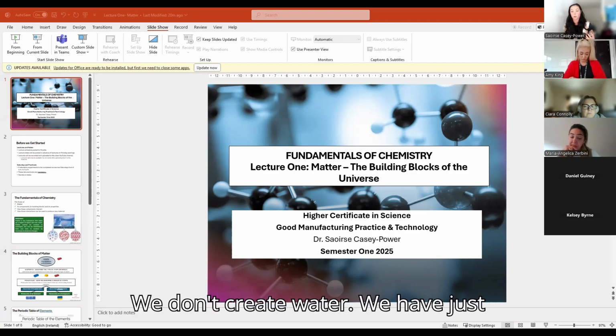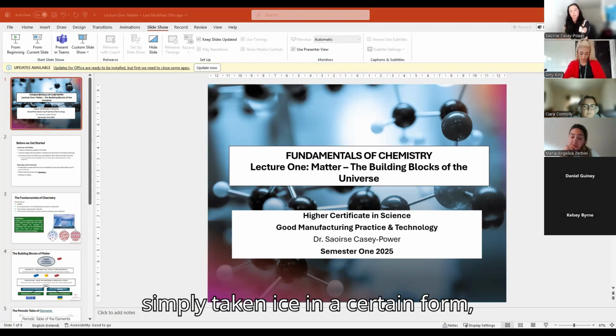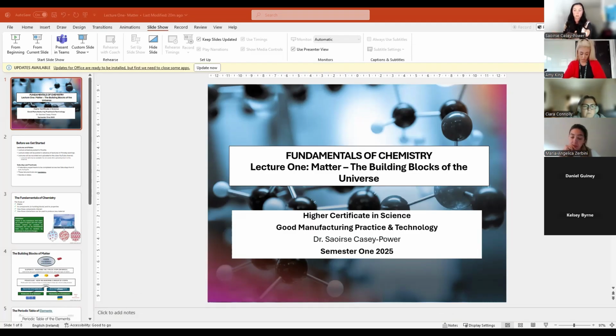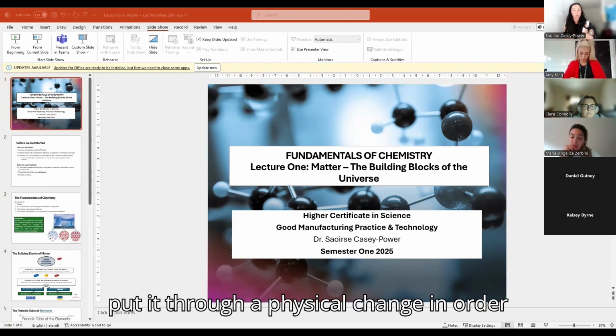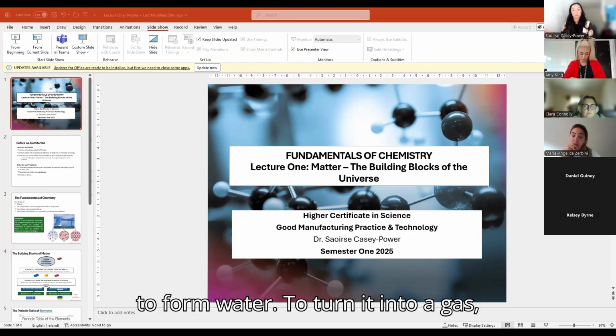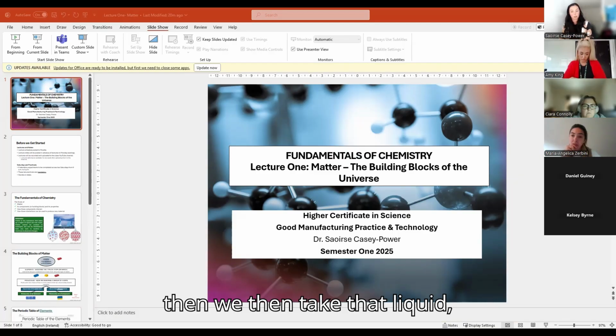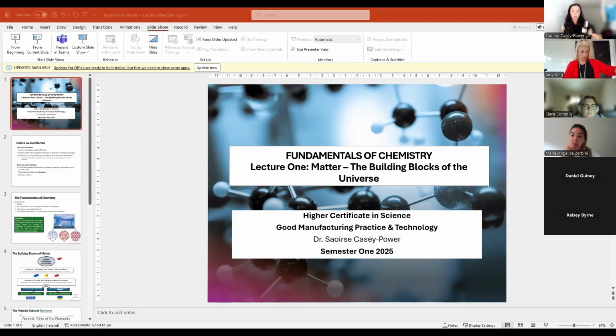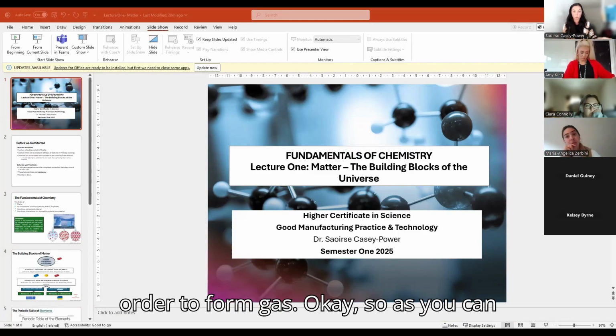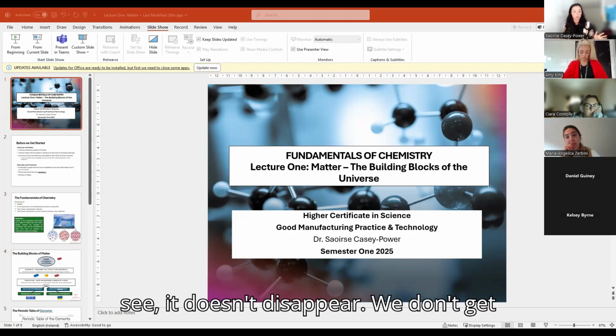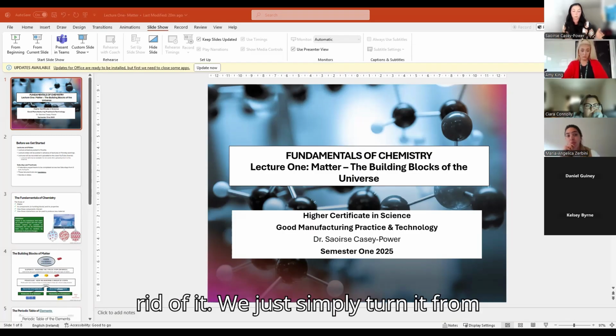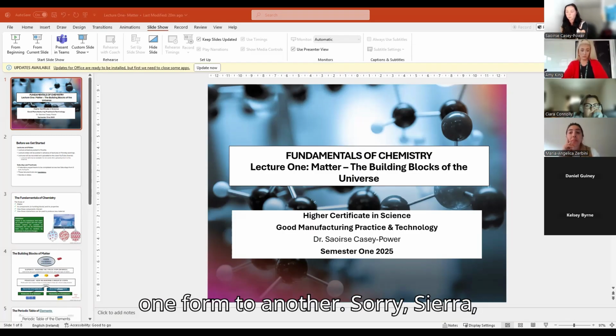We don't destroy it, we don't create water. We have simply taken ice in a certain form and put it through a physical change in order to form water. To turn it into a gas, we then take that liquid and put it through another physical change to form gas. As you can see, it doesn't disappear, we don't get rid of it, we just turn it from one form to another.